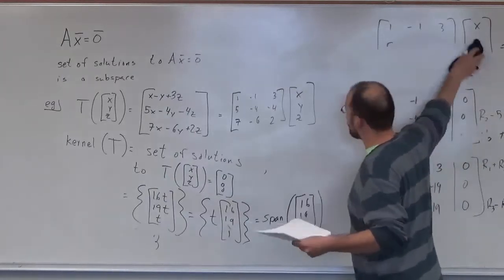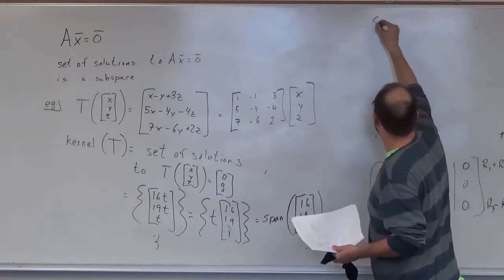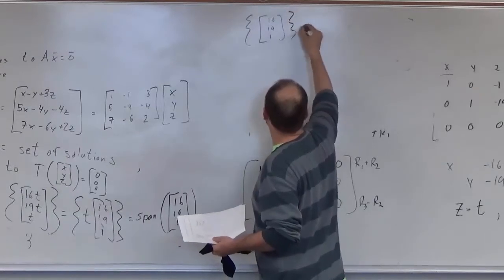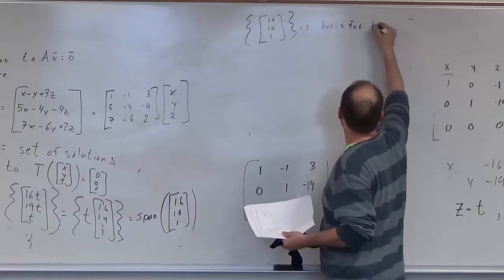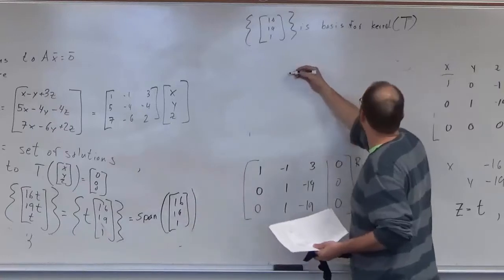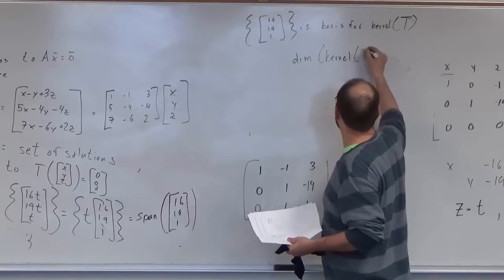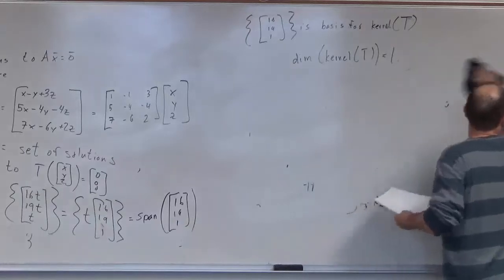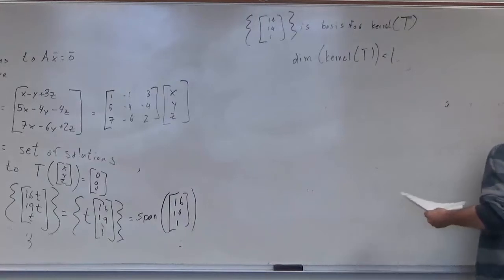And what's the dimension for the kernel in this case? So the set containing this vector is a basis for the kernel. We see that our basis consists of exactly one element, so the dimension of the kernel here is 1. Okay, end of example. So, the problem in your homework is a little bit more abstract, but let's see.